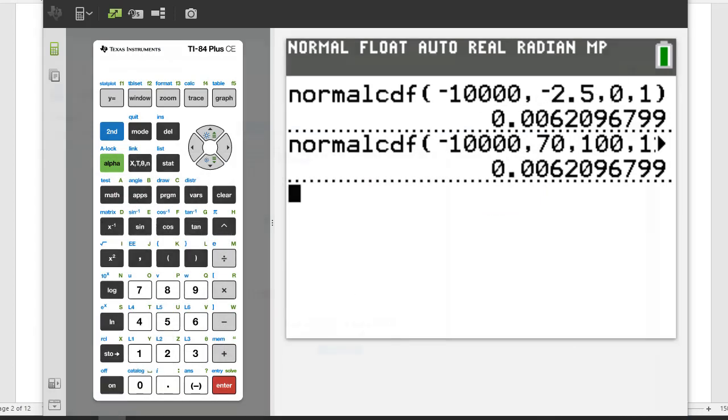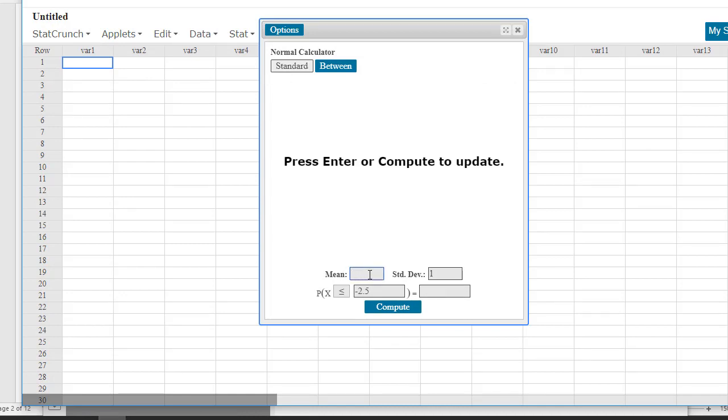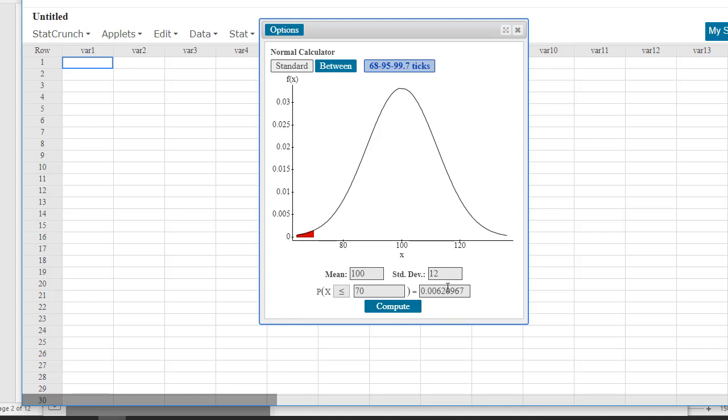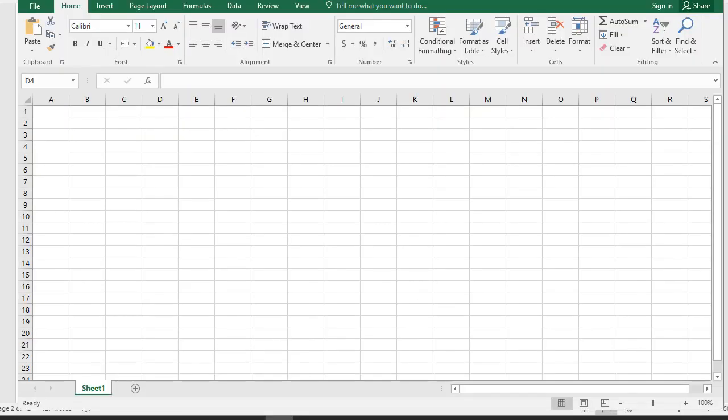I can also do the same thing in StatCrunch, where I type in my mean of 100, my standard deviation of 12, and then I would just need to change that to 70 and have the less than, click compute, and of course, there's the same value.